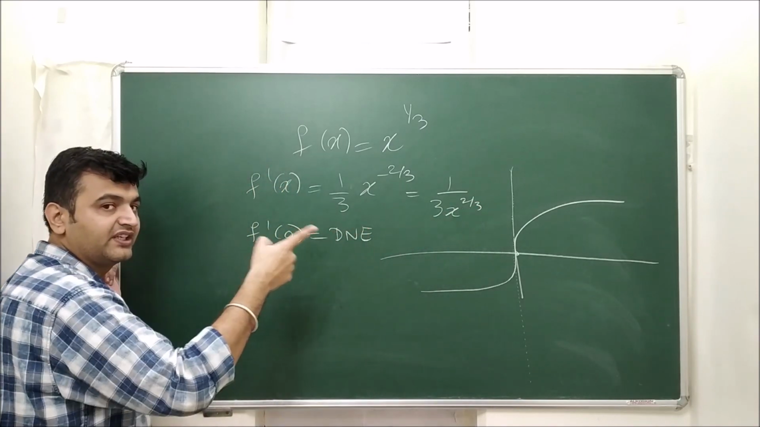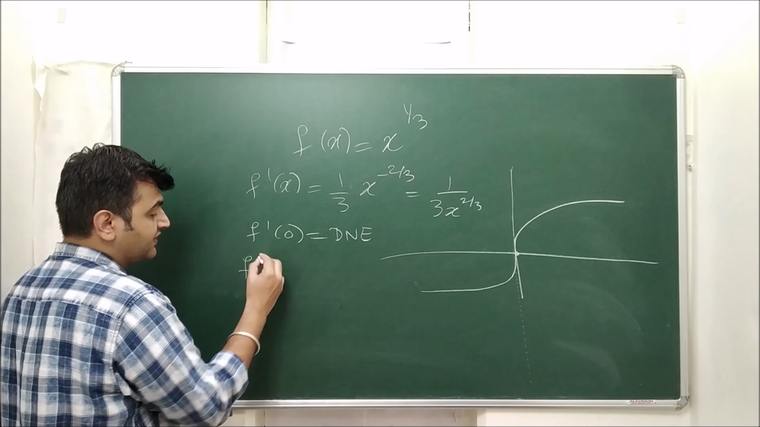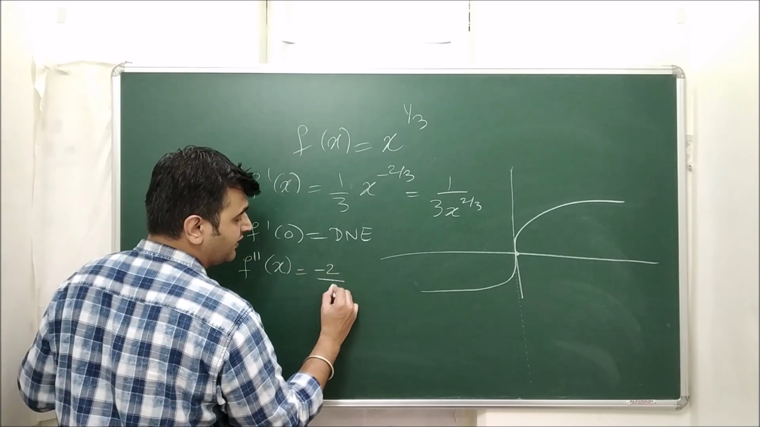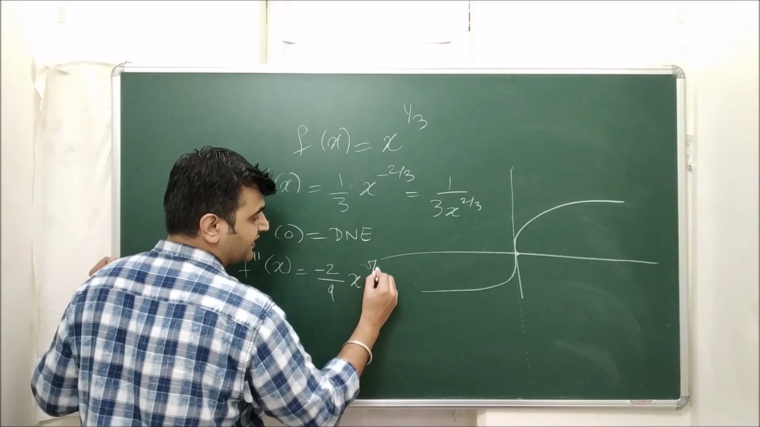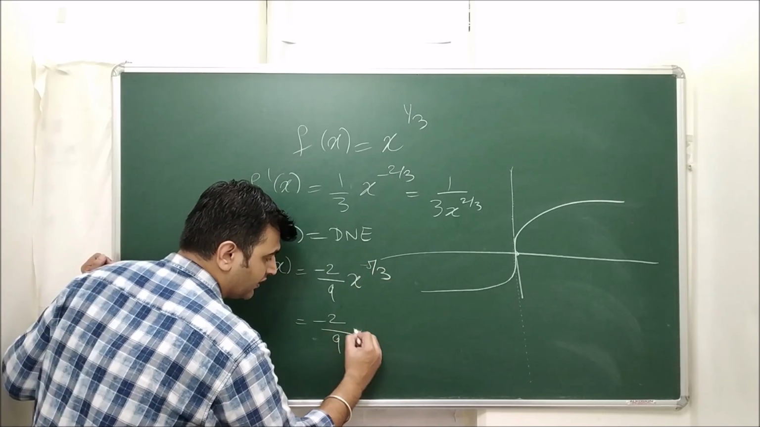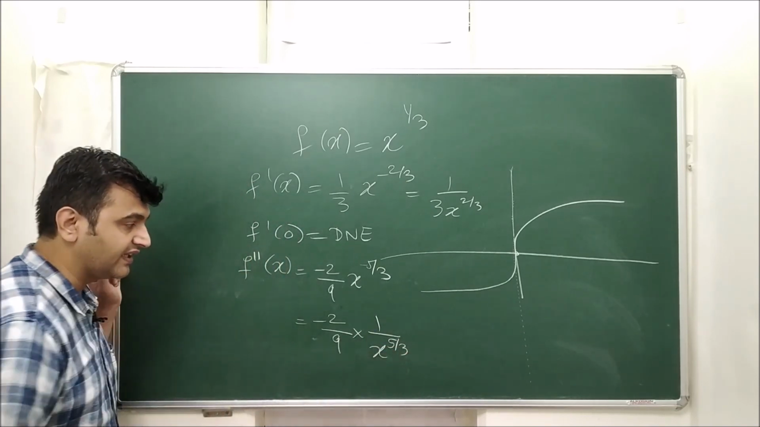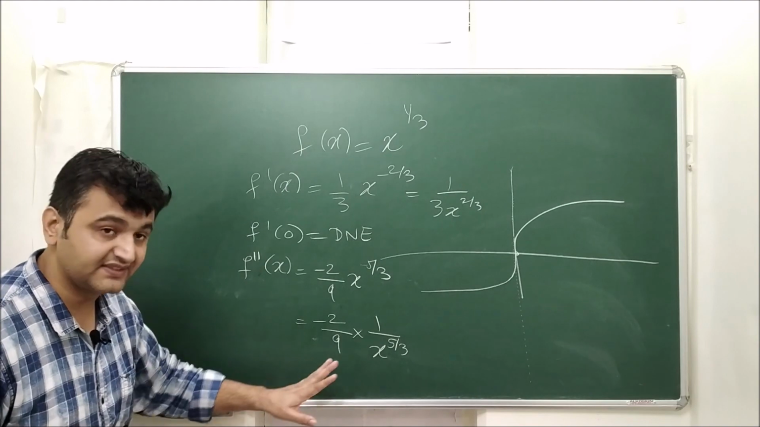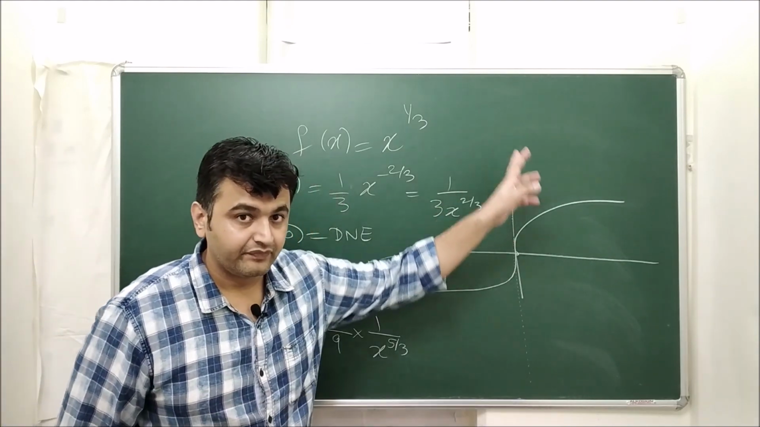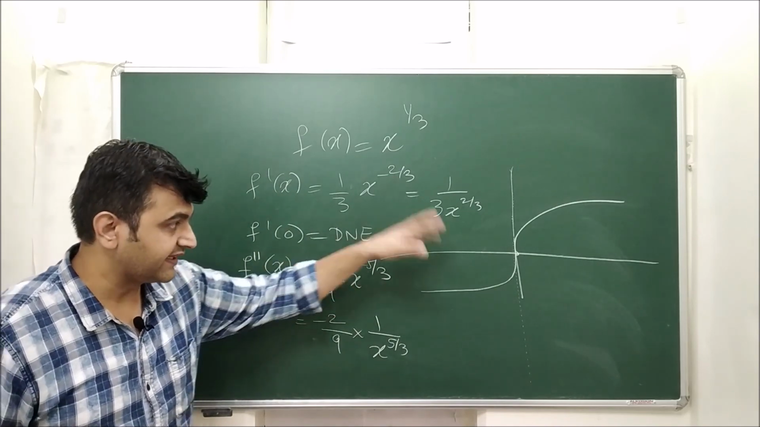So you have a 0 in the denominator, therefore f dash does not exist. f dash at 0 does not exist. What about f double dash of x? It is minus 2 by 9 x raised to minus 5 by 3, which is minus 2 by 9 into 1 upon x raised to 5 by 3. So here also f double dash of 0 does not exist. So the vertical line is the tangent line, but the slope or the derivative does not exist. Okay, so it has a tangent line.